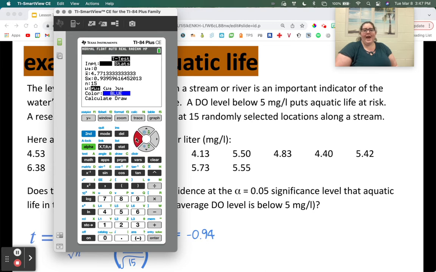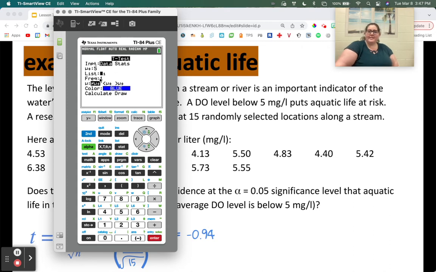So this time I actually have my data, right? So I'm going to go to data. Mu0 is my null hypothesis, which was 5. And then it's asking what list your data is in. My data is in L1. If I needed to change that, I could push second 2 to make it L2, etc. But I'm going to make mine L1. And then we want to show that the oxygen levels are below, because we want to see if there's evidence that they're at risk. So I'm going to pick the less than.